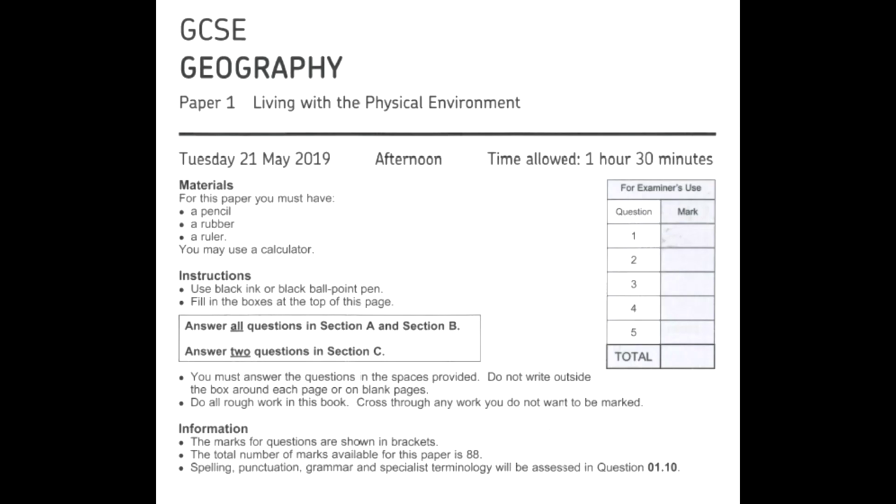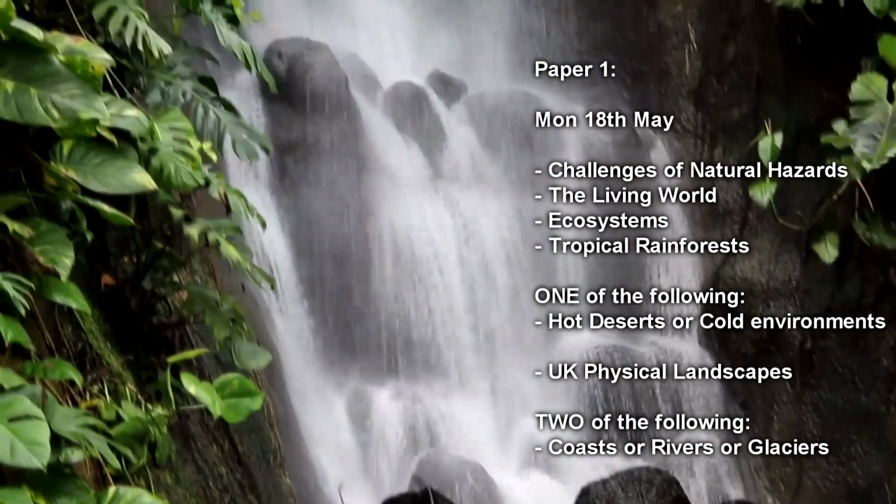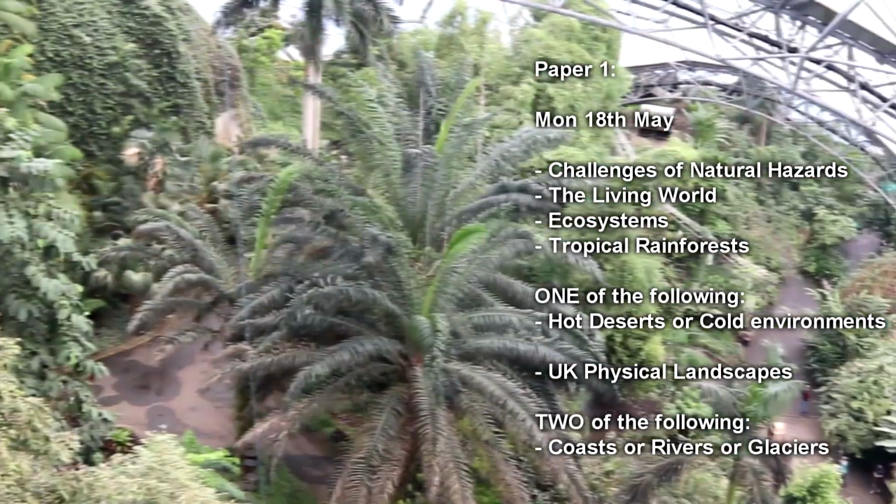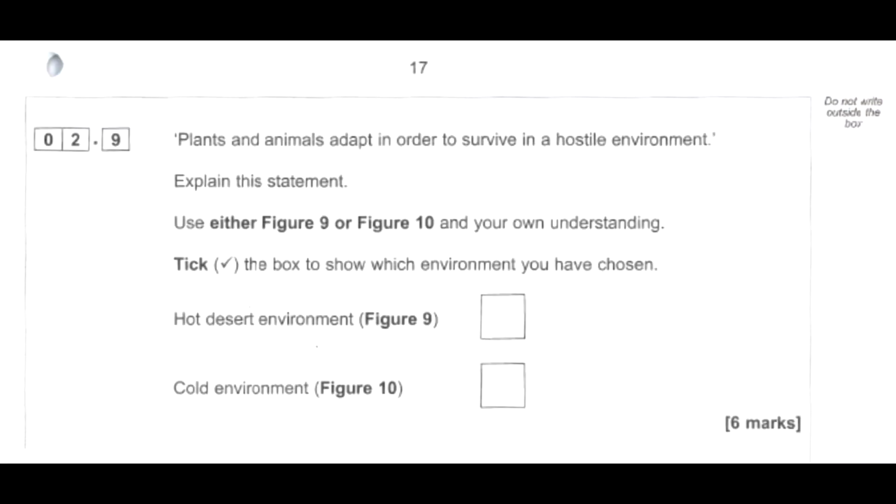So a little bit more detail on paper 1, again 88 marks, 18th of May. So you're going to start off with challenges of natural hazards. Then you look at the living world, which will include stuff like ecosystems, tropical rainforests, and then either hot deserts or cold environments. Again, you're only going to do one of those topics with your teachers. You should enter the exam very clear which one you should be doing.